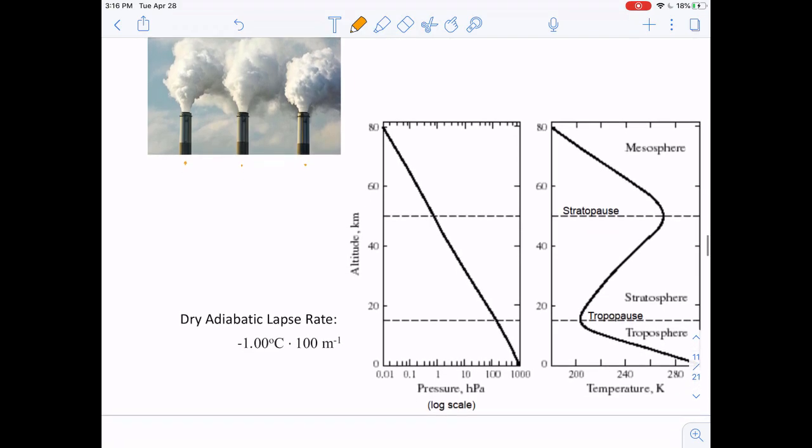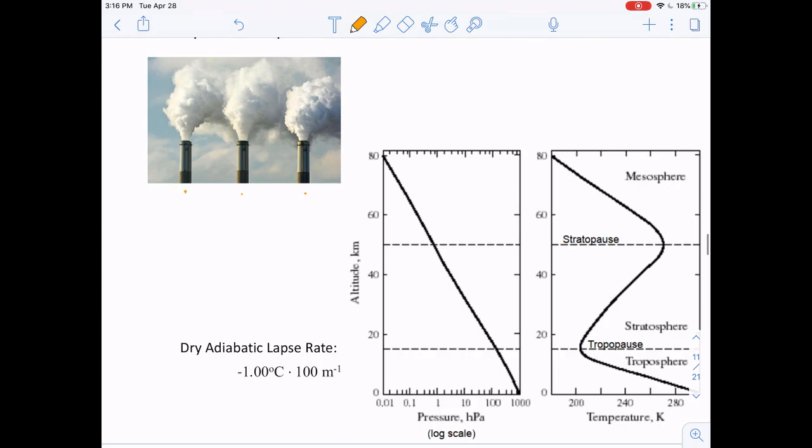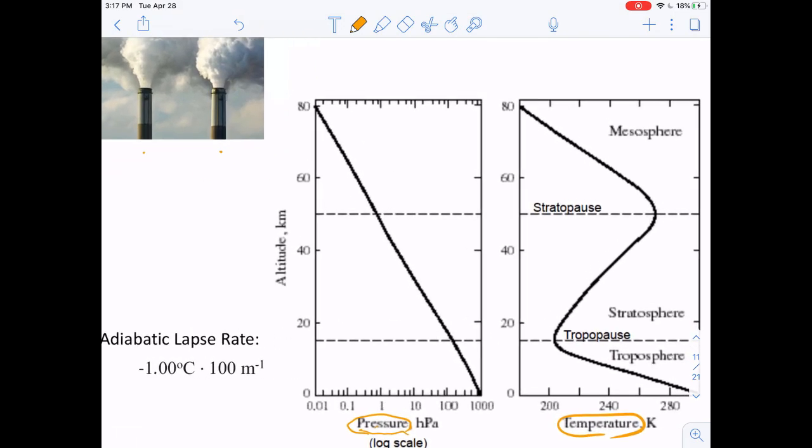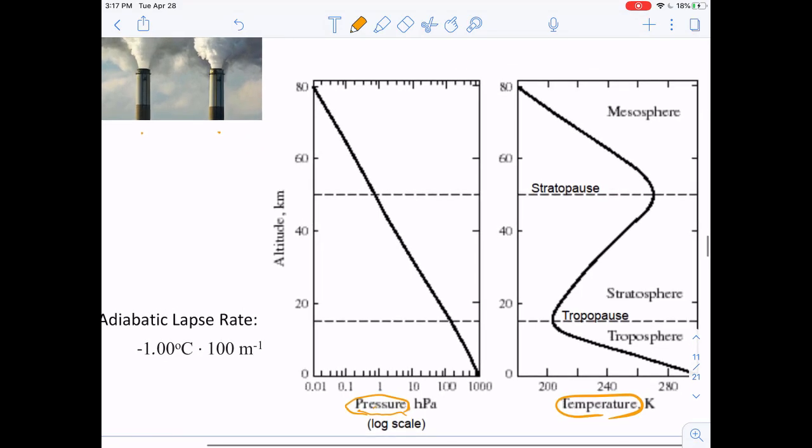For these two graphs here, what I'm showing is the vertical profile of the atmospheric pressure and atmospheric temperature. In terms of the pressure, we know that the higher the altitude, the lower the pressure. That is for sure without any problem, because if you go really high, that's just vacuum, which is in the universe. But in terms of the temperature, it is actually quite interesting.